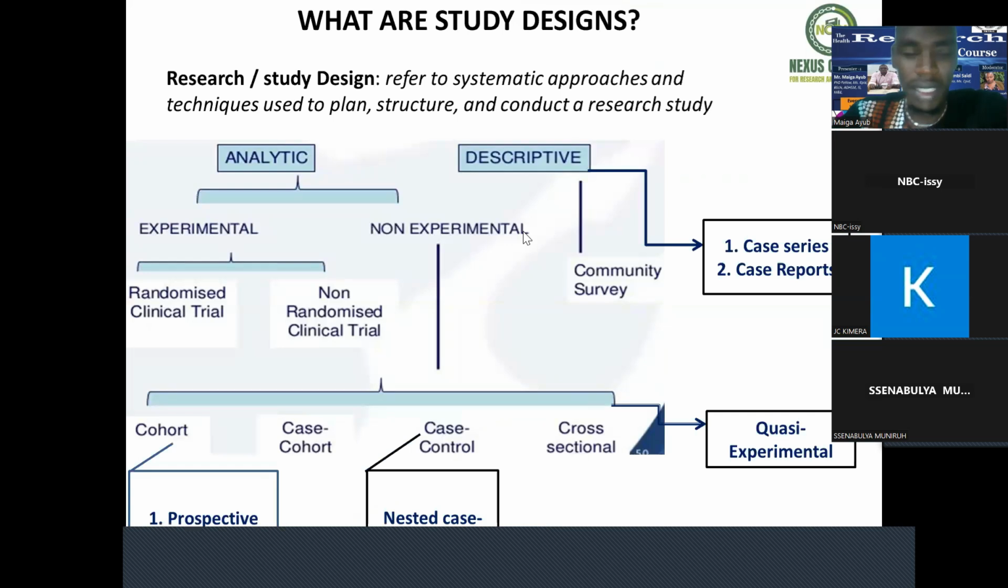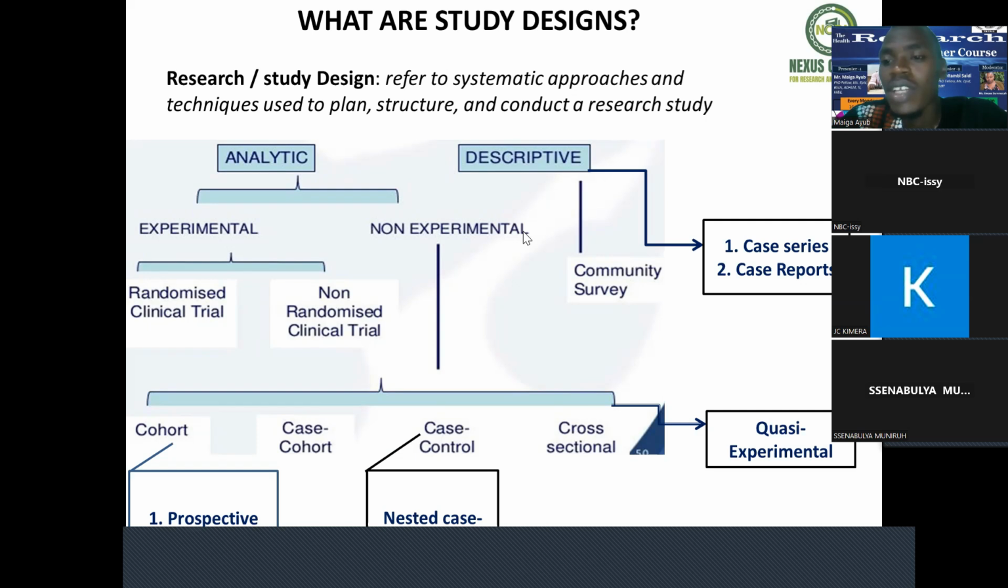So what do we mean by a study design? It's just a systematic approach, a technique, or a plan on how you're going to conduct your research. For every research, after writing the introduction, the problem statement, and probably the literature review, you come to how you are going to conduct your research, and that's the methodology. In that methodology, we have what we call the study design, and this is a systematic approach.